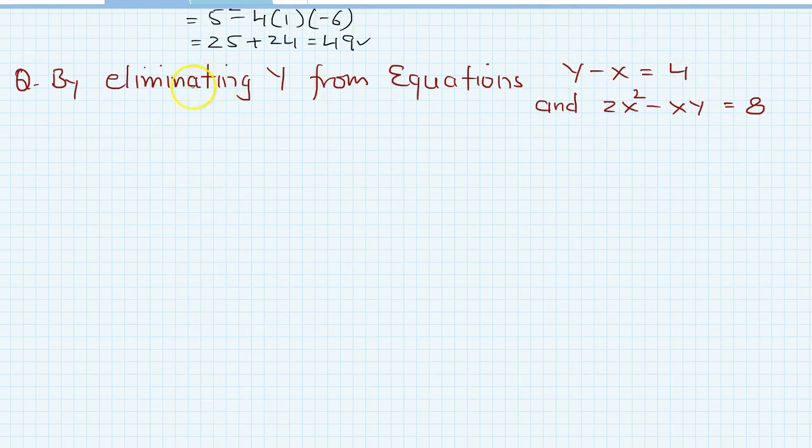So from the first equation, because we have to eliminate y, we'll take x this side, so y will become 4 plus x. Now we put this value here, so it will be 2 times x square minus x. This y is 4 plus x. Y is 4 plus x, not x is 4 plus x.